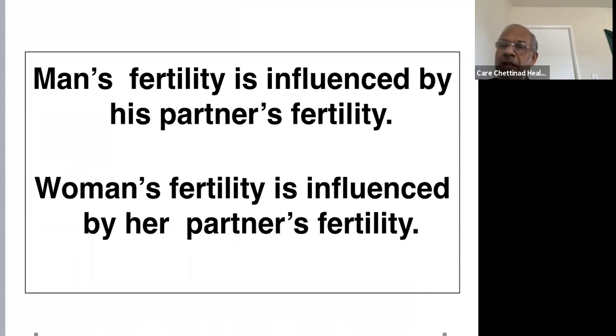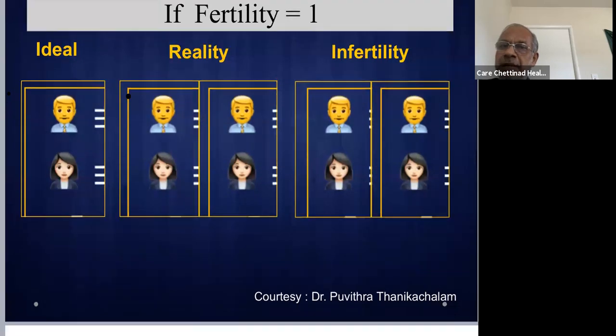You cannot call a man fertile based on his seminal parameters alone. A woman's fertility is influenced by her partner's fertility too. This slide will give you an idea about how they both interact. Let's assume they both contribute equally, 50-50. And you find if one is deficient, the other can compensate, otherwise it can lead to problems.